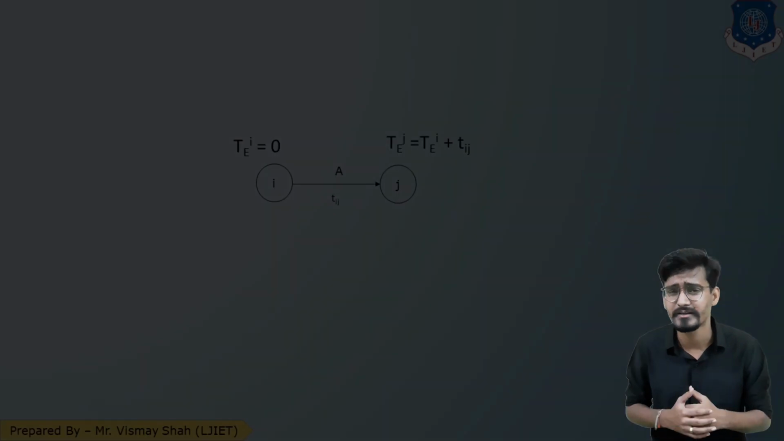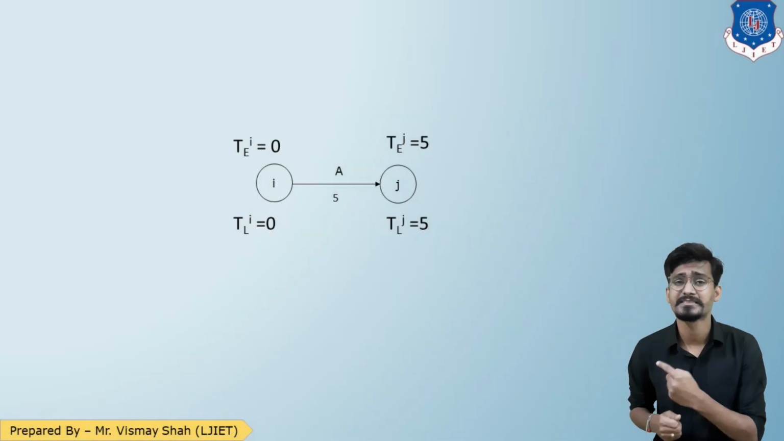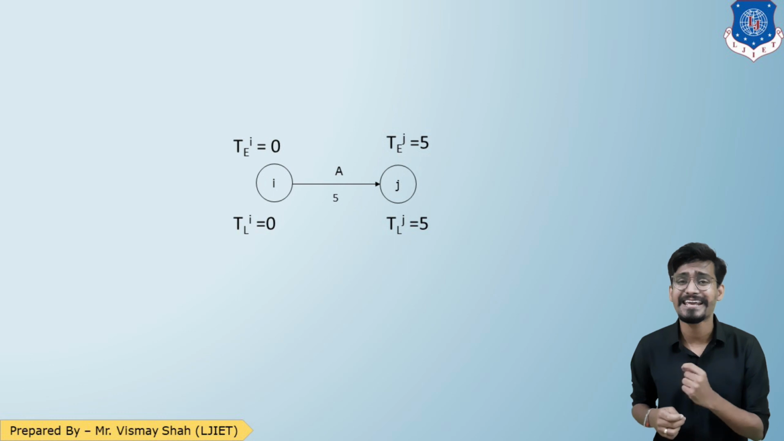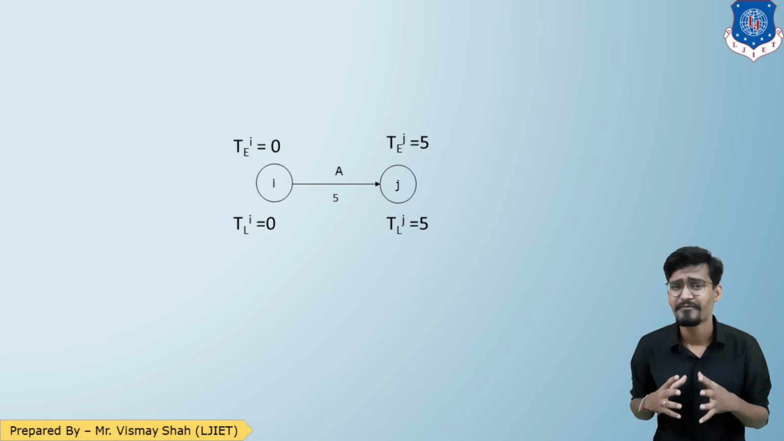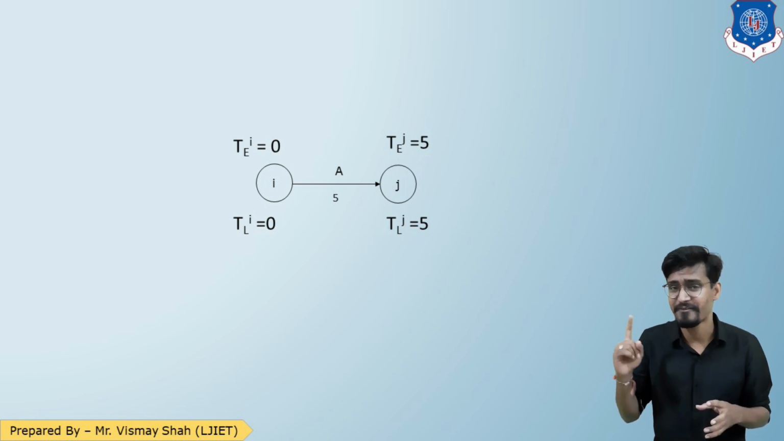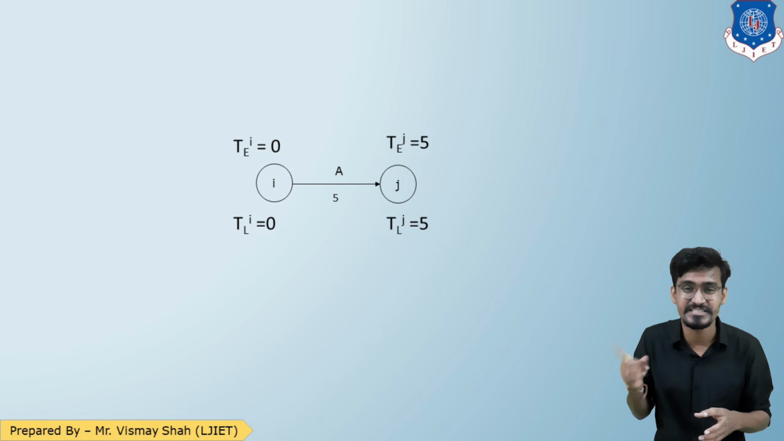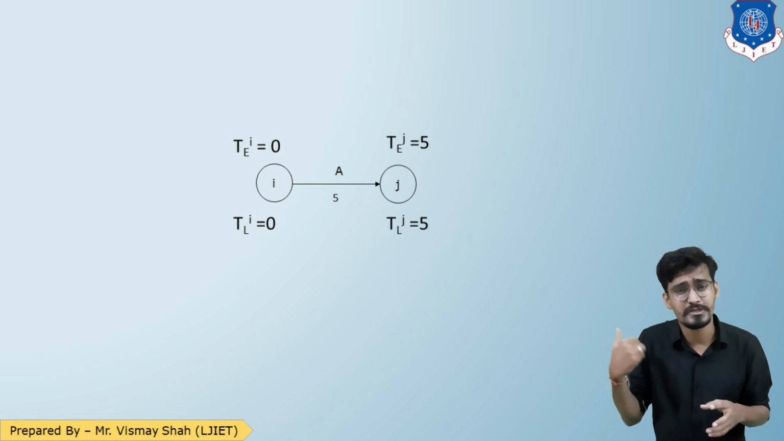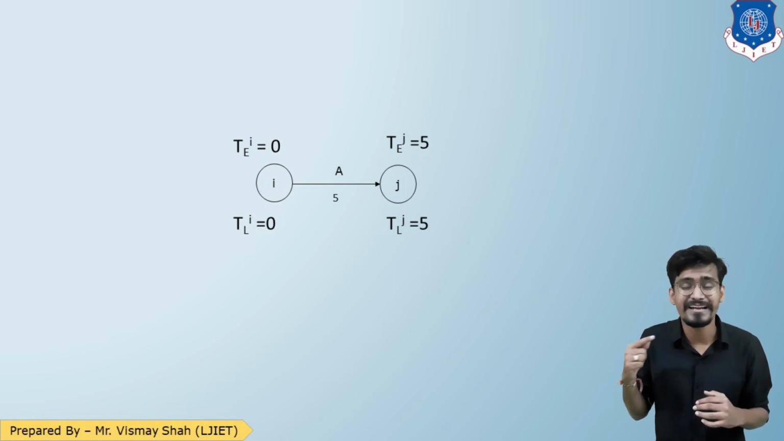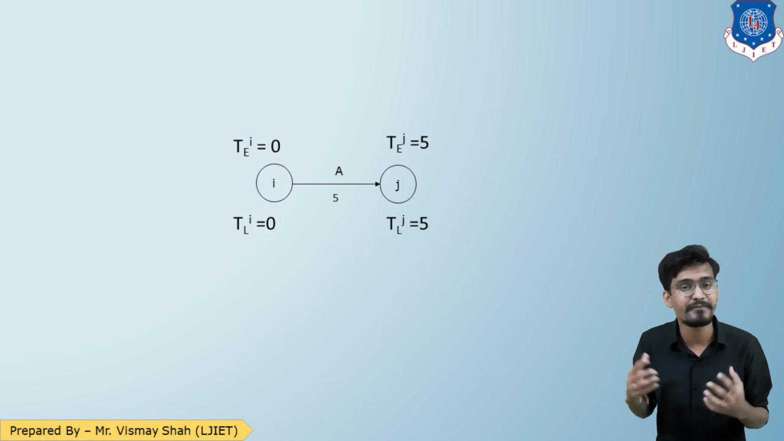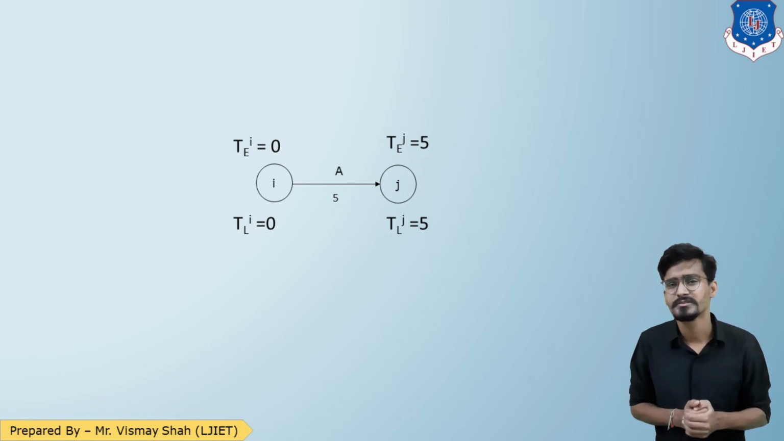Let us draw that. So here, students, as you can see, TEI equals 0. Now I have assumed the duration as 5. So 0 plus 5, 5, that is TEJ. Now TEJ equals TLJ, so TLJ equals 5. And again, to find TLI, 5 minus the duration, 5 minus 5, I'll come back to 0.